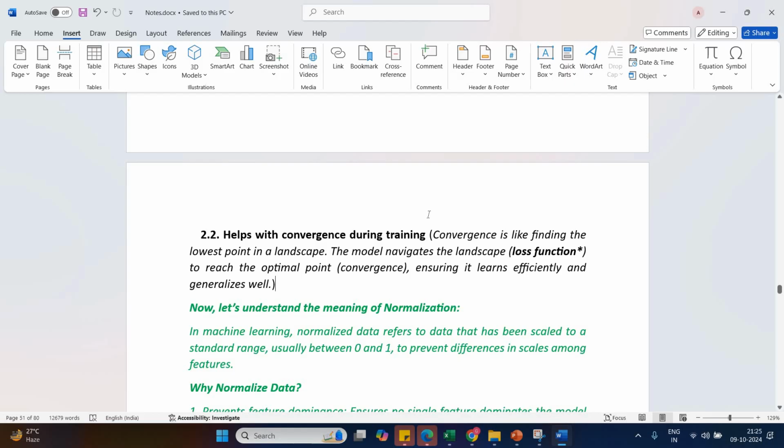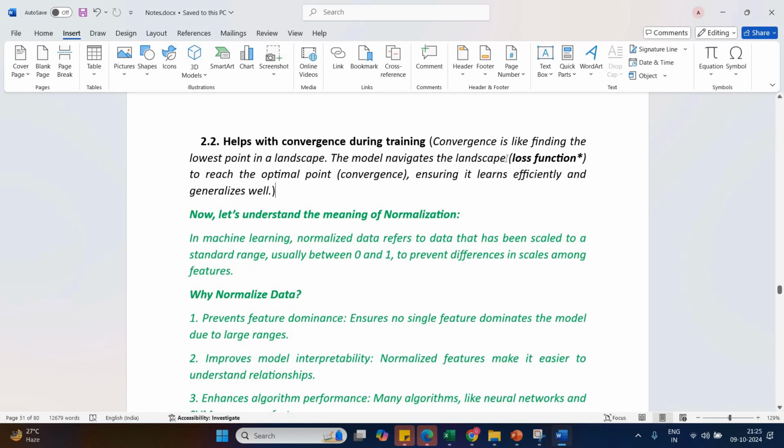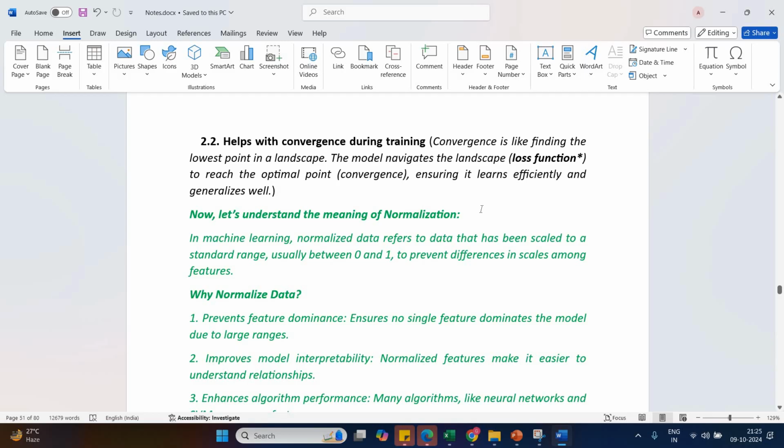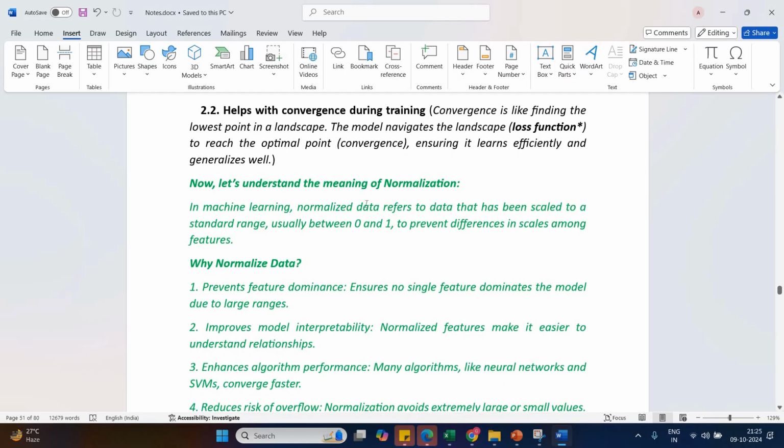Okay, so here the loss function we will discuss, but before that we are going to see what are the different normalization processes or methods which we use. We have already discussed enough about normalization, so I'm not going to go into much detail. I'm just going to iterate whatever has been written here.